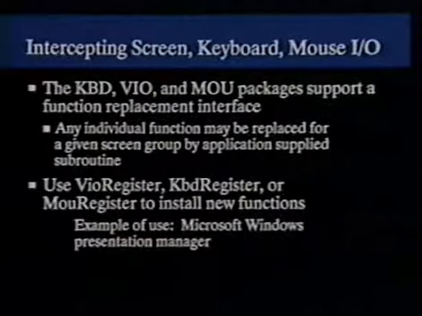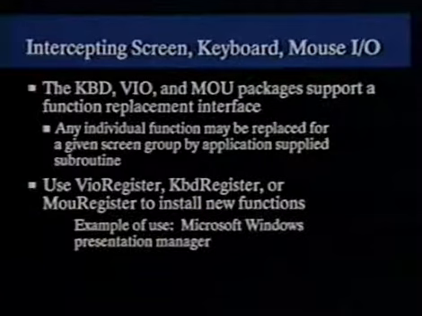What this service provides is a mechanism for you to replace any individual VIO, KBD, or MOU function on a per screen group basis. And you have to provide your own routine to replace the one that's provided with OS2. If you've programmed under DOS 3, you'll see a lot of similarities to hooking interrupts. And what we tried to do here was provide a more robust method of achieving the same type of result.